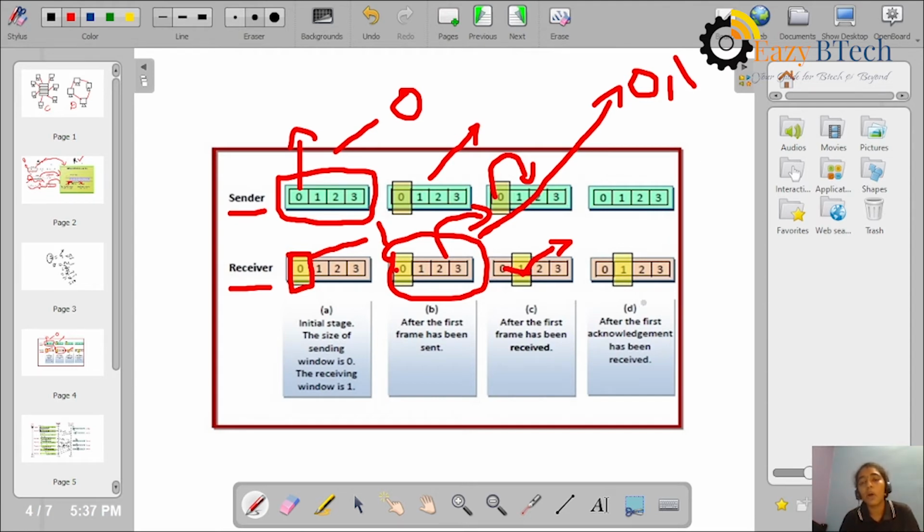So this is a one bit sliding window. Whenever a particular frame is received by the receiver, the receiver gives an acknowledgement to the sender, including the next expected frame 1. In the receiver state, the sliding window moves whenever a particular frame is received. In the sender state, the sliding window moves from left to right only when the acknowledgement is received. So this is about a one bit sliding window. Only one particular frame will be sent at a time.